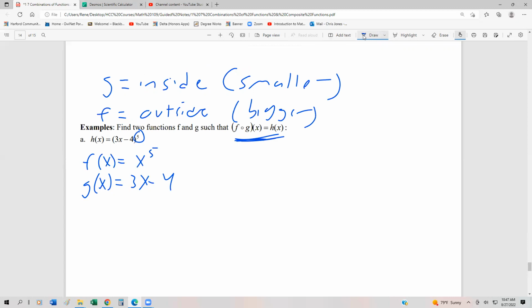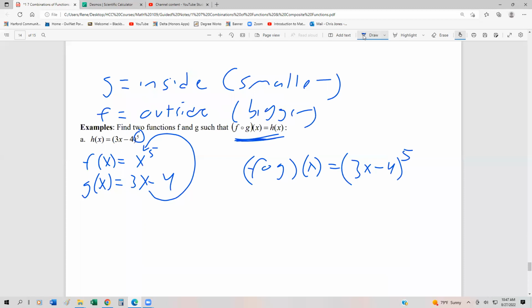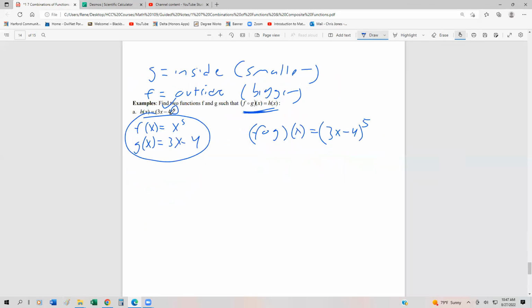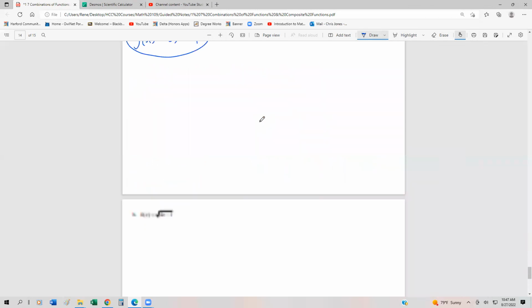Now, let's check this by finding f of g of x. That would mean I would stick 3x minus 4 back in for x, and that would be (3x minus 4) to the fifth power. And that's precisely what we needed. So these would be the two functions that we need to be able to compose h. That's all we're looking for: two functions that, when composed, give us this resultant function h of x.